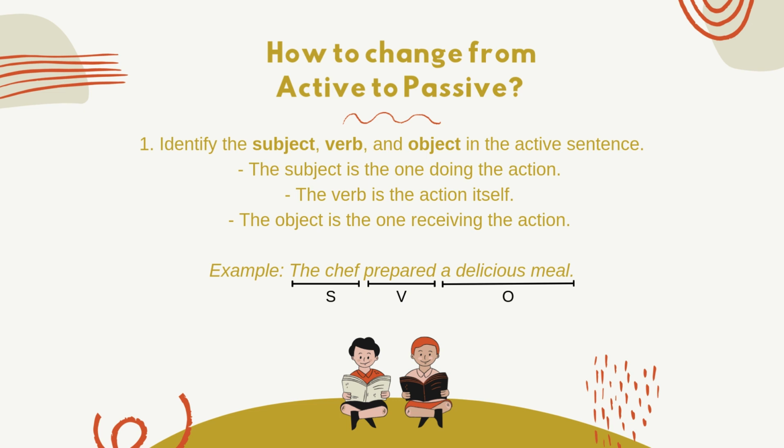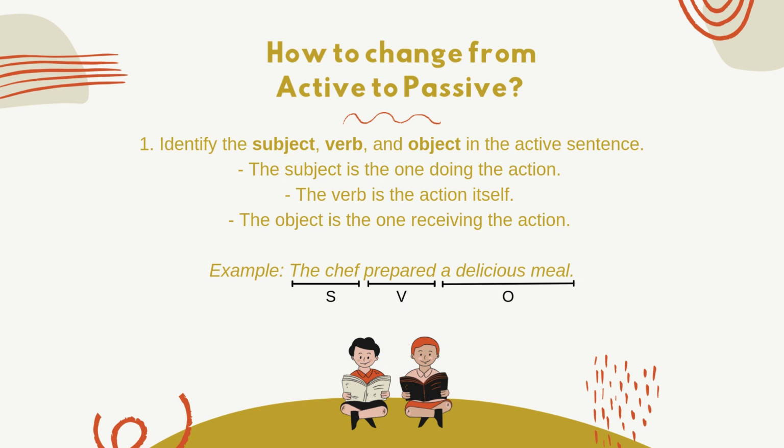First, we have to identify the subject, the verb, and the object in the active sentence. The subject is the one doing the action. The verb is the action itself, and the object is the one receiving the action. Let's take an example. The chef prepared a delicious meal. So where is the subject in the sentence? Who is doing the action? The chef. The chef is the subject.